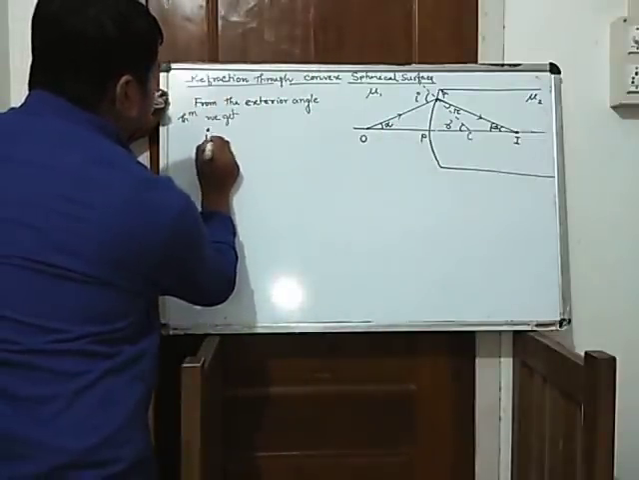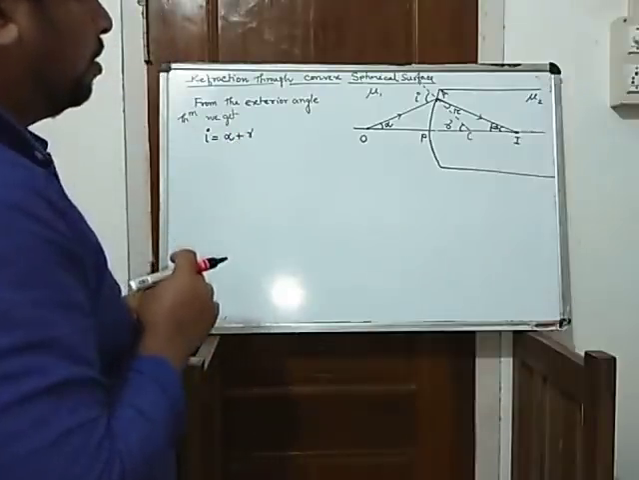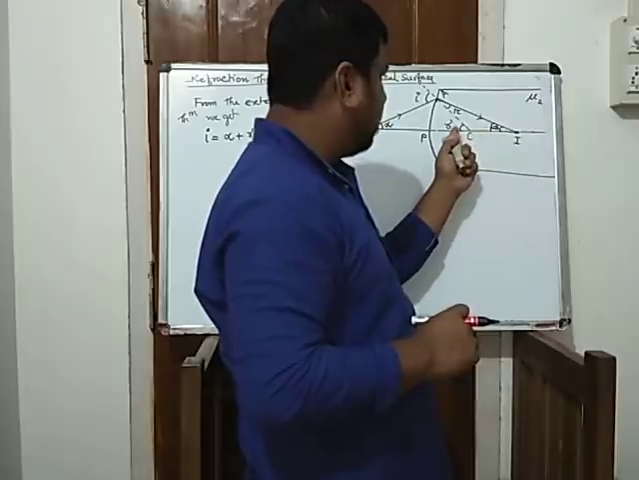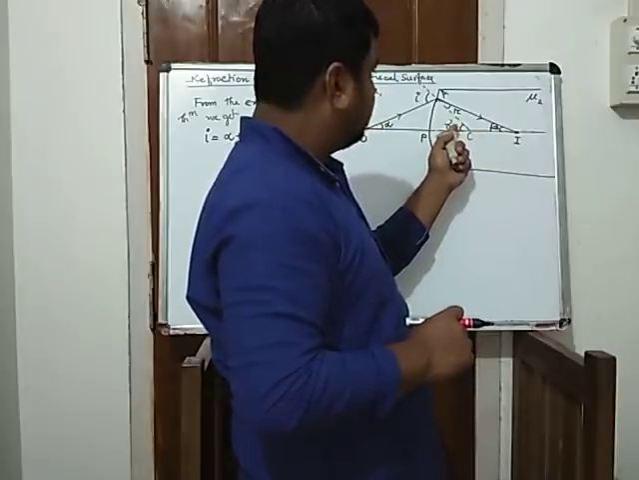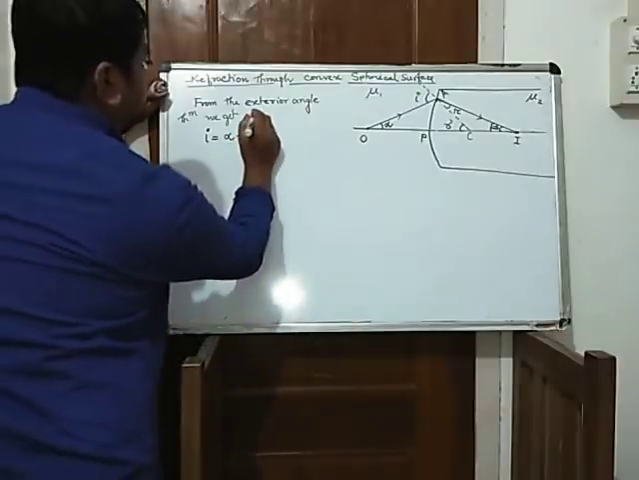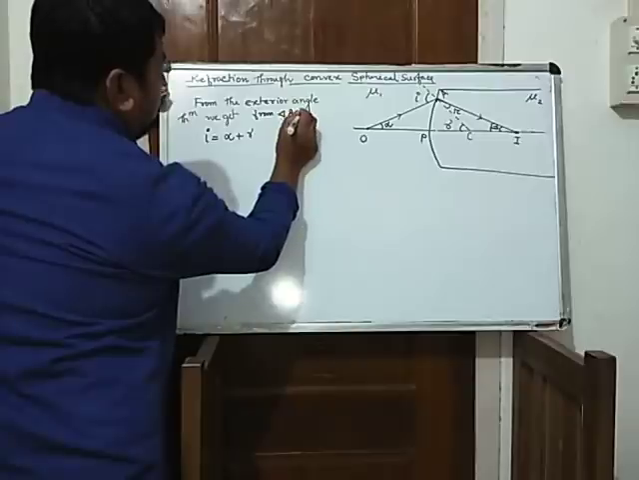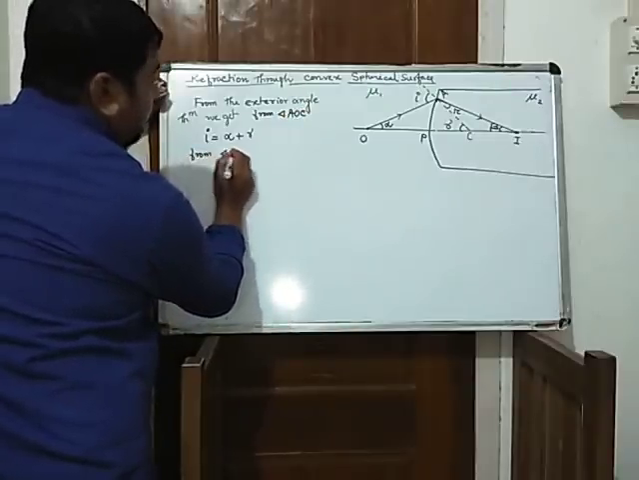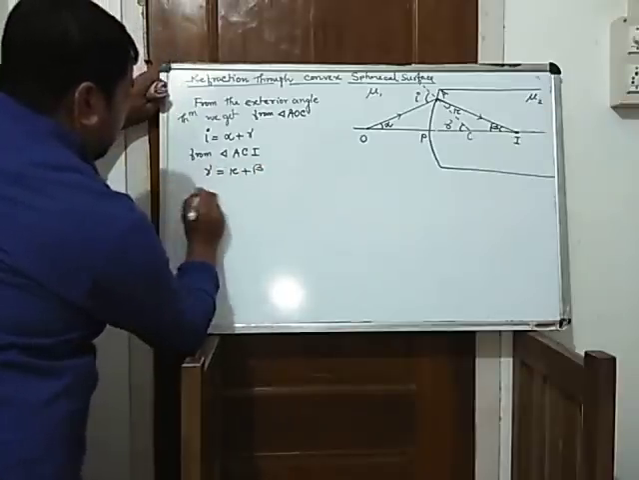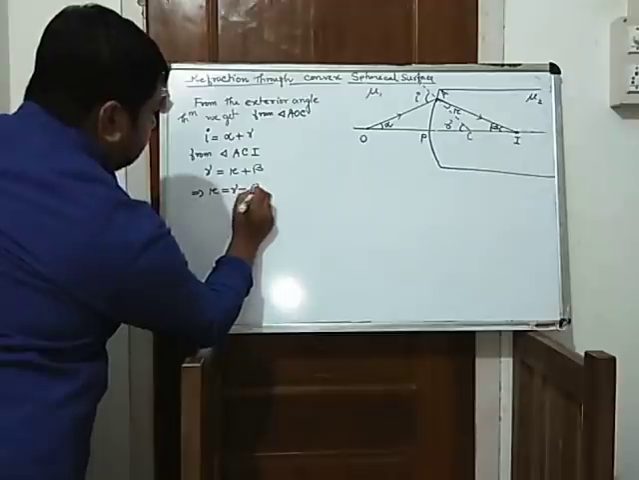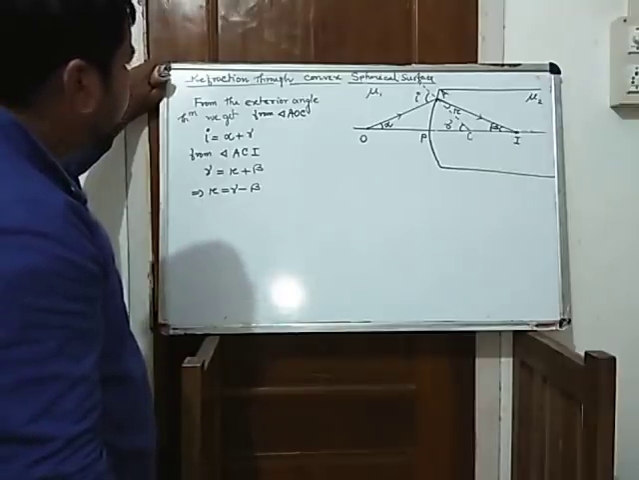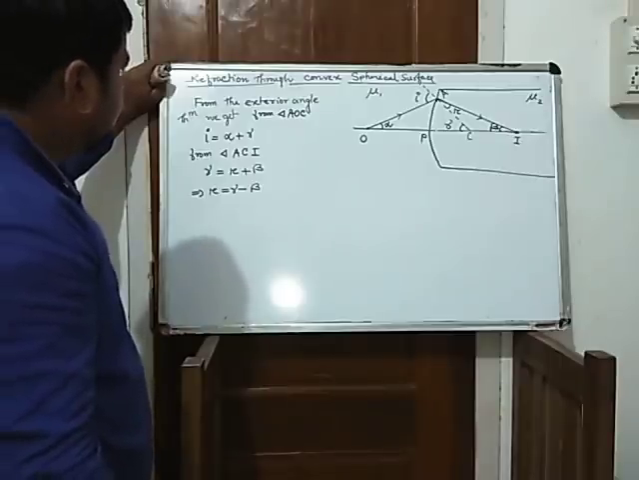This is equation one: i equals alpha plus gamma. Again, in triangle ACI, gamma is the exterior angle, so gamma is equal to r plus beta. So r equals gamma minus beta. This is equation number two.